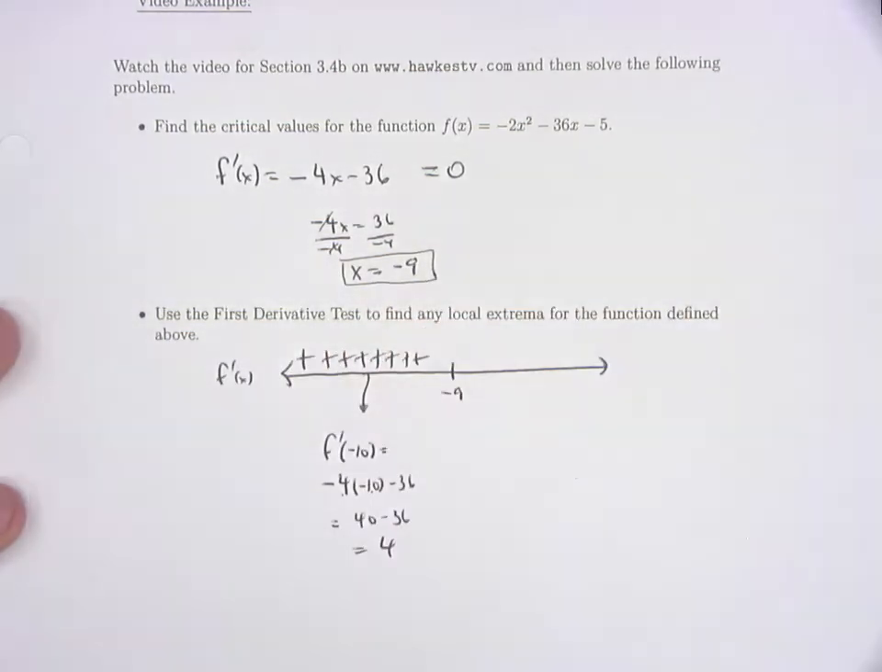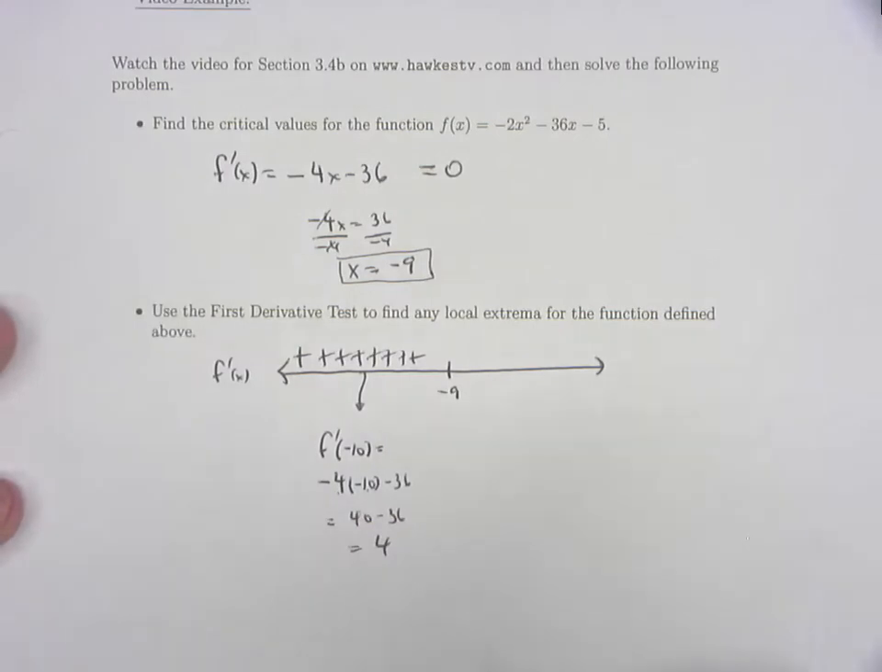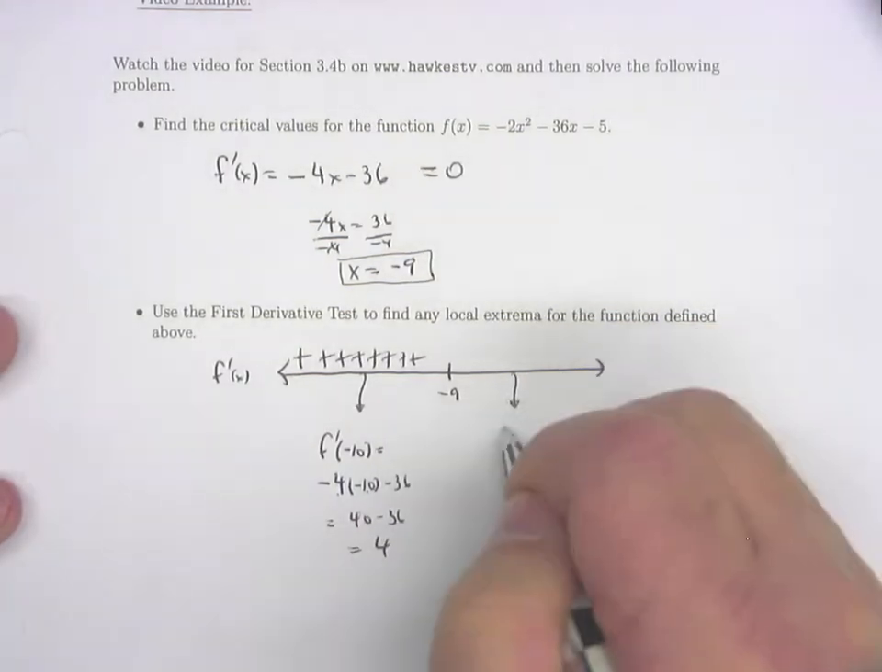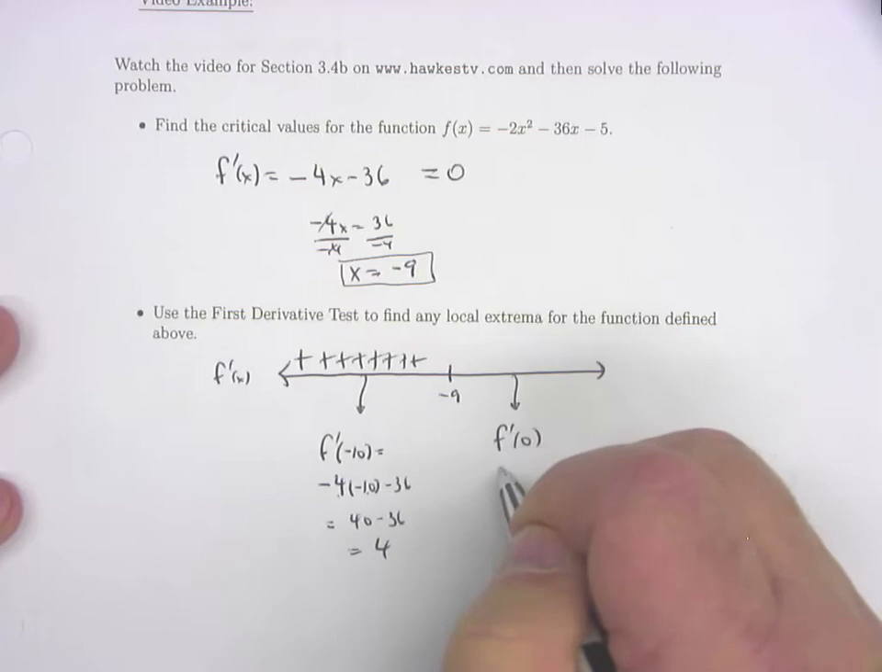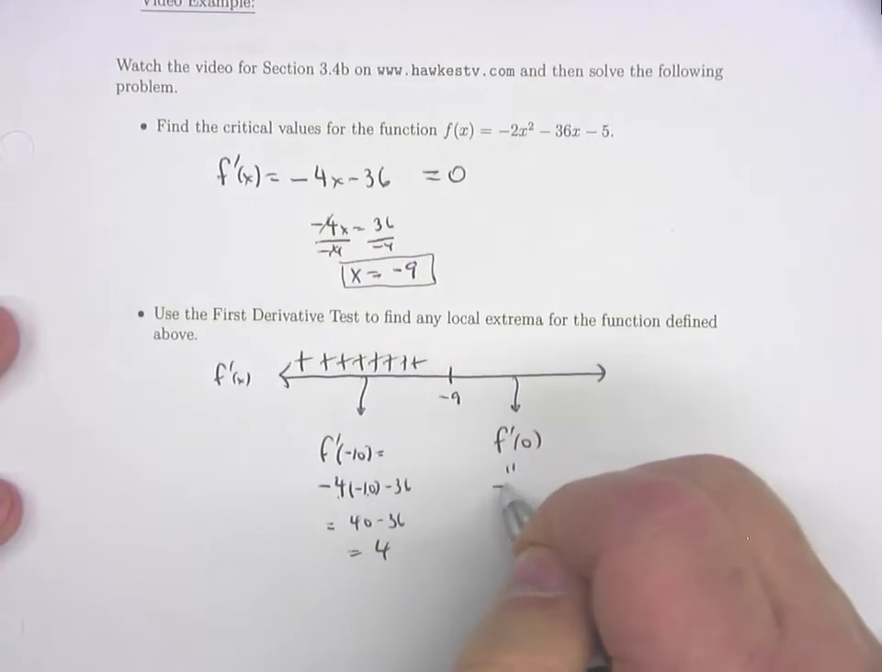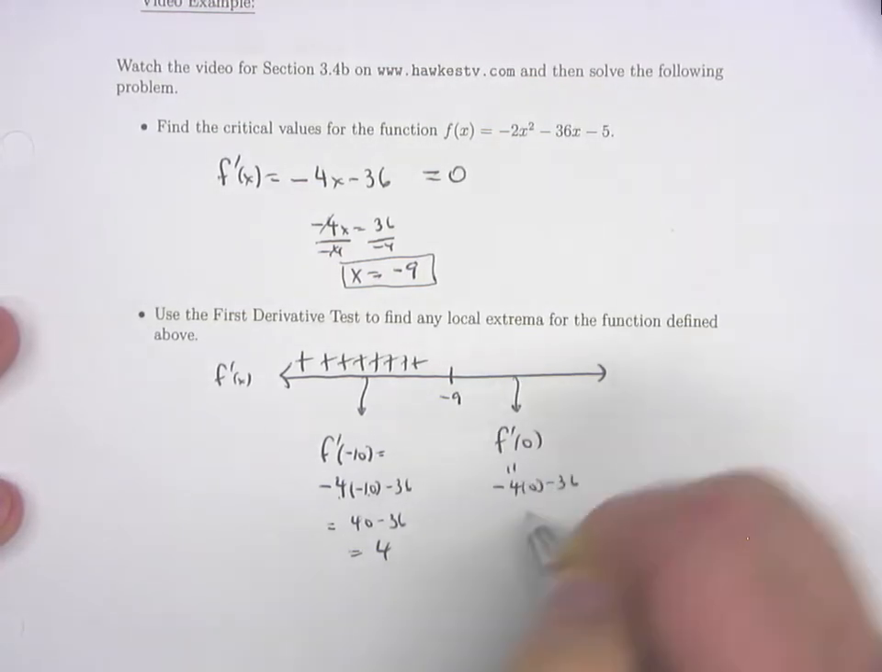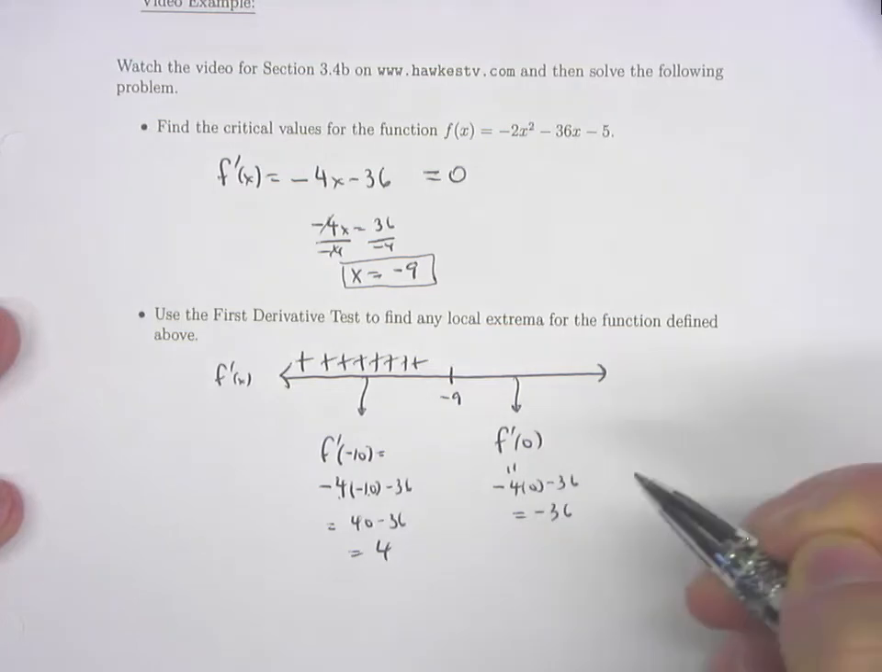Now pick a number bigger than negative 9. I choose 0, of course, because I have a brain. So plugging 0 into this guy, I get negative 4 times 0 minus 36, which is equal to negative 36. It's negative.